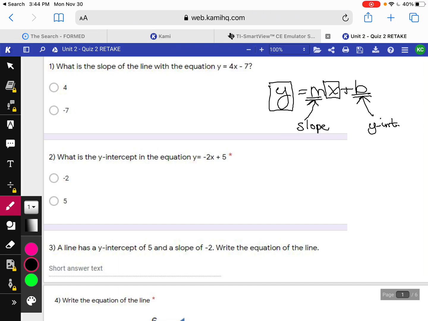In number 1, what is the slope of the line? Remember, slope is the lowercase m in the equation. And in our form, y equals mx plus b, we can see that the coefficient of x is the number 4, so the answer is 4.